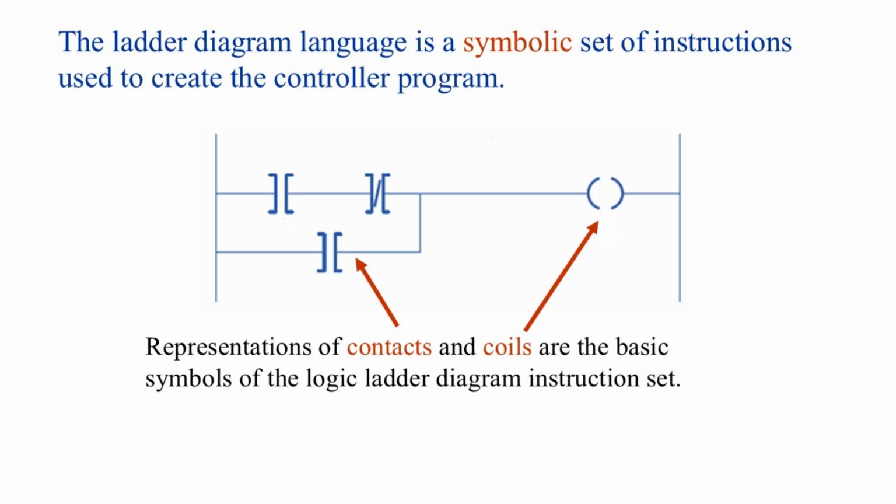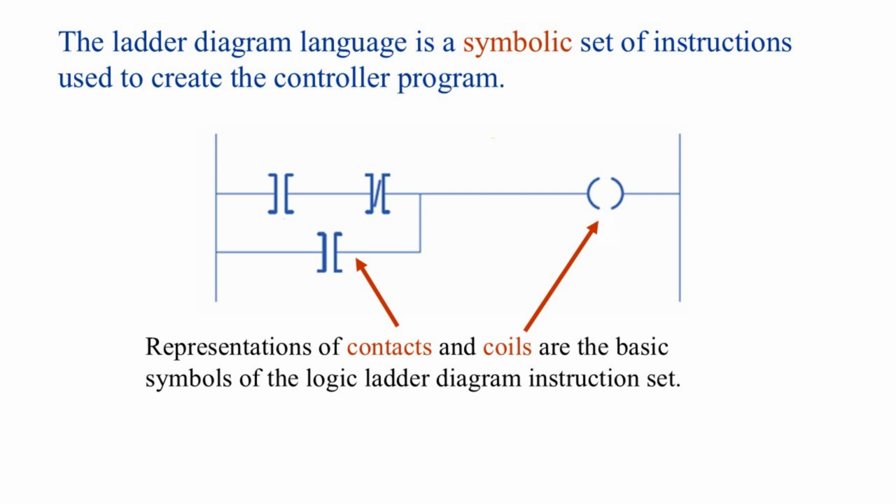The ladder diagram language is a symbolic set of instructions used to create a controller program in a PLC. It uses symbols that represent electrical components and logical operations, allowing programmers to design control logic in a form that closely resembles traditional electrical relay circuits. This visual approach makes it easier for technicians and engineers to interpret and troubleshoot automation systems because the logic flows from left to right, just like current in an electrical schematic.